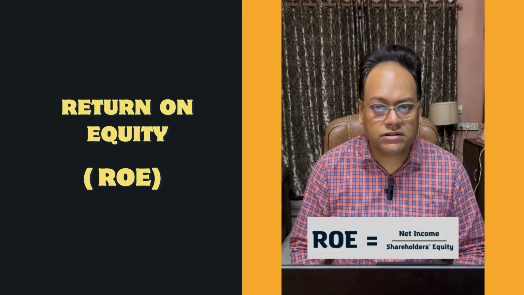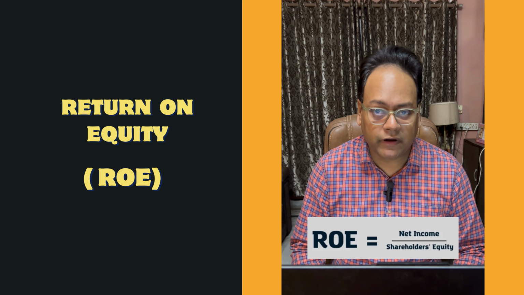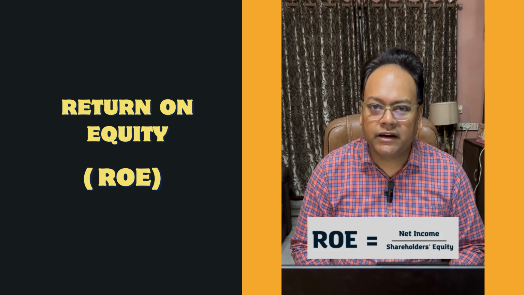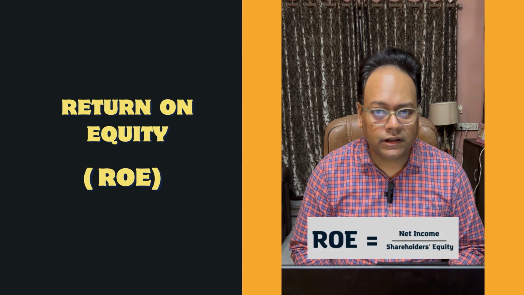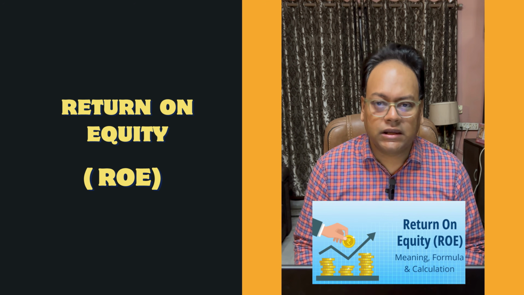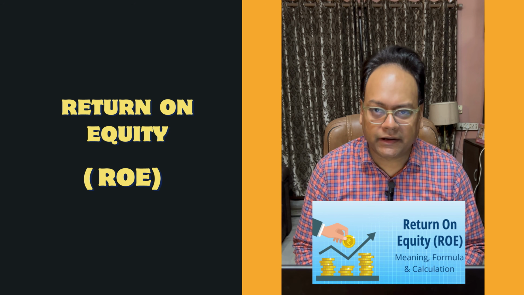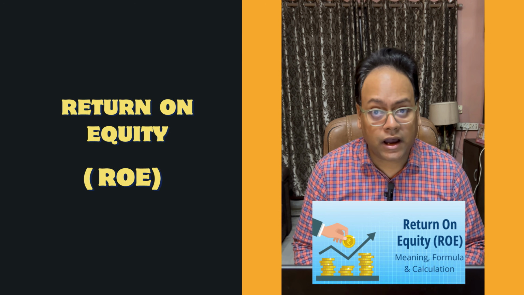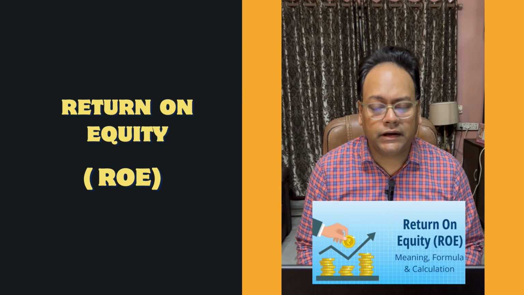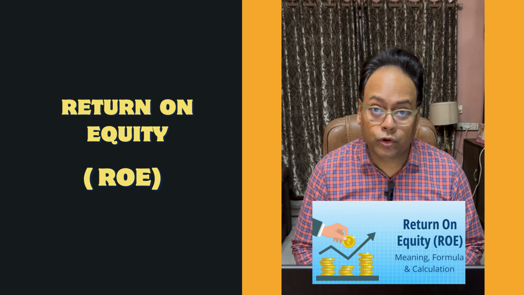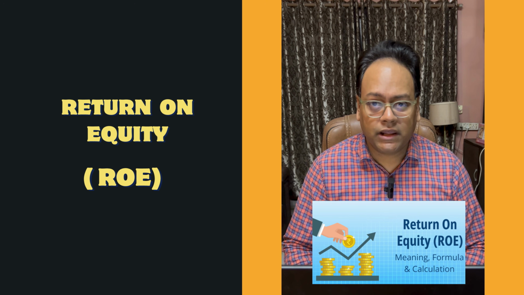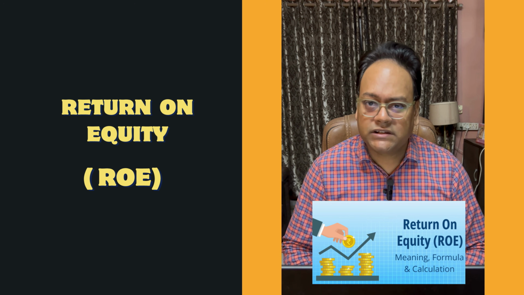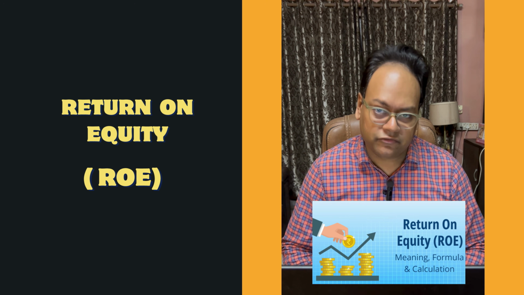Example, if a company earns 20 CR net profit and has 100 CR of shareholders' equity, then ROE is 20%. That means the company has generated 20% returns on the capital invested by the shareholders. In general, a higher ROE is better, but always compare companies within the same industry. Also remember, a high ROE is not always a good sign. It can sometimes be inflated due to high debt. So never judge a company only on the basis of its ROE. Always combine it with other important financial ratios.